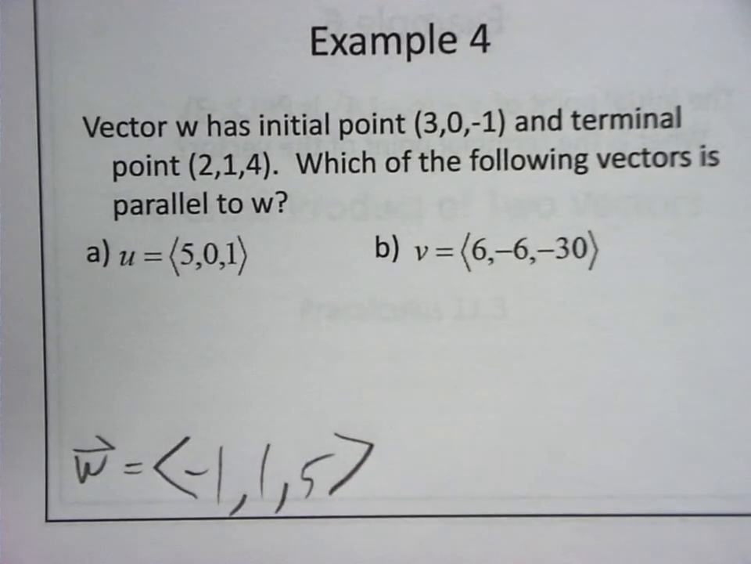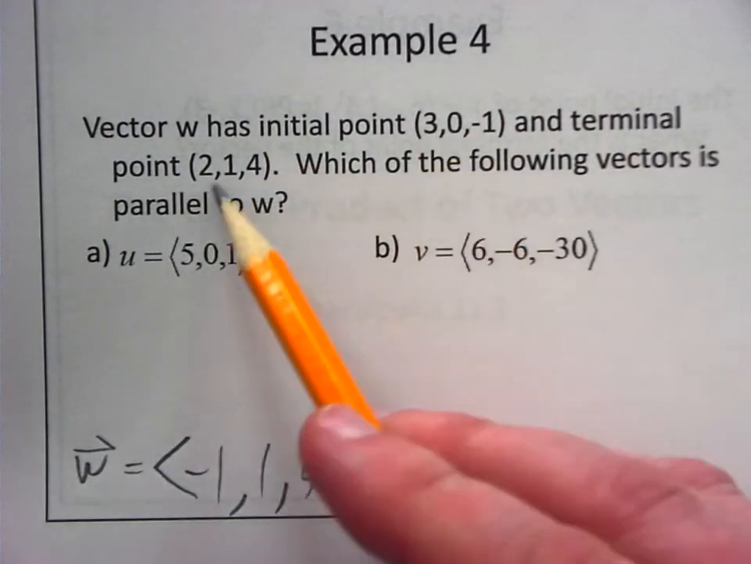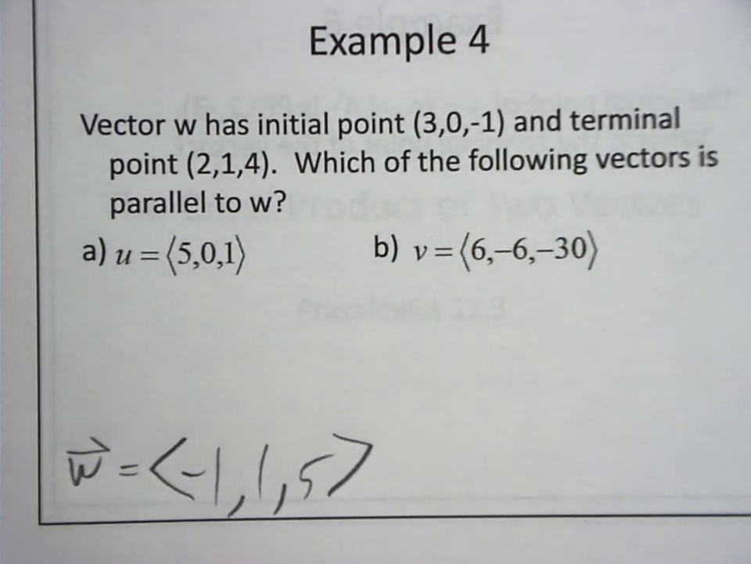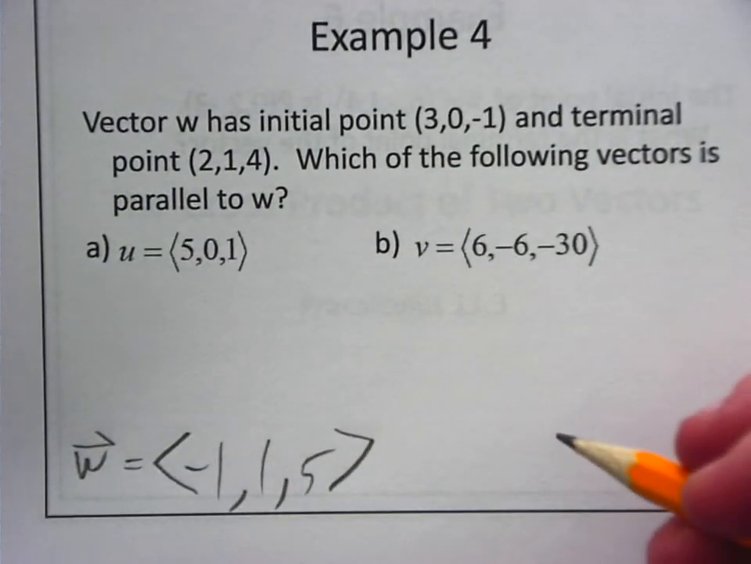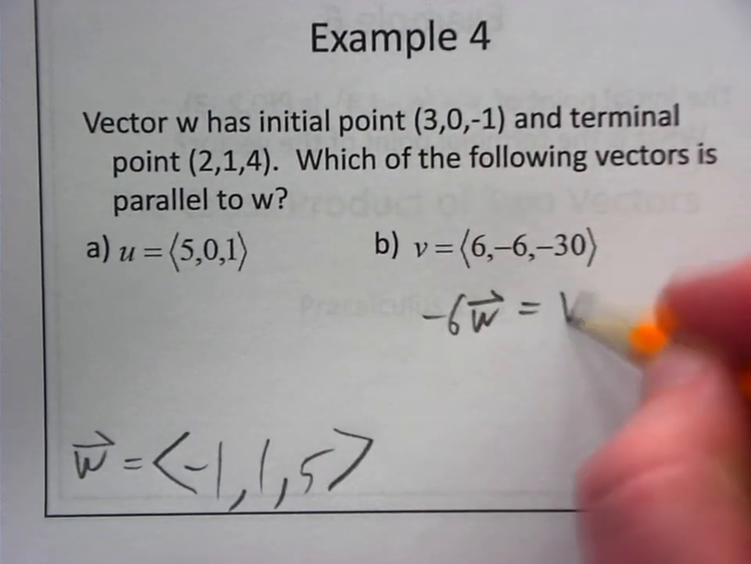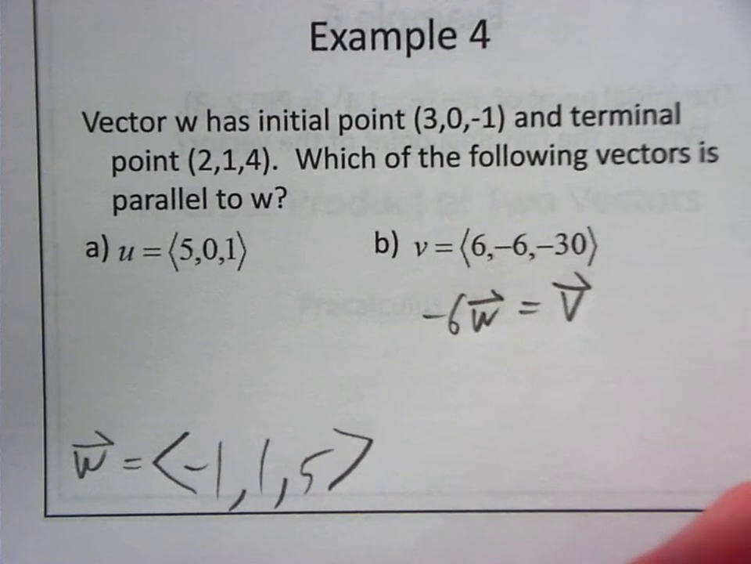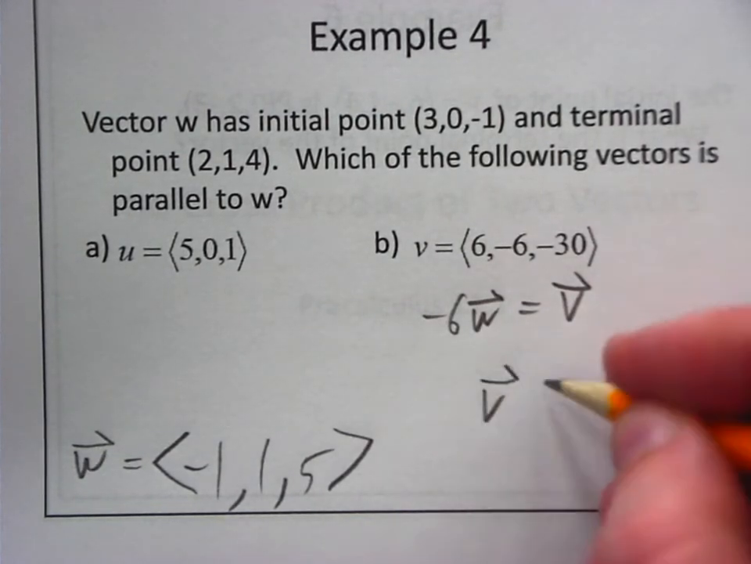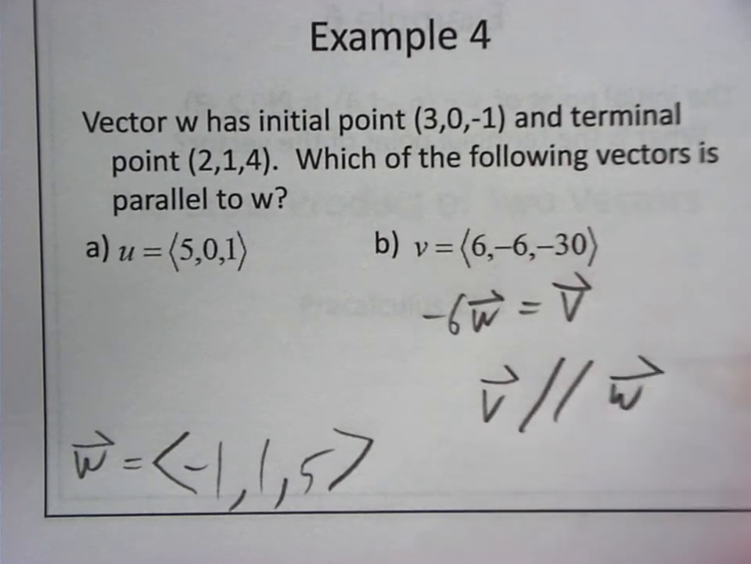Negative 1, 1, 5. 2 minus 3, 1 minus 0, and 4 minus negative 1. So, which one is that the same as? Or parallel to, I should say. How do you know it's parallel to B? Because if you take negative 6 times vector W, that equals vector V, right? So because of that, V is parallel to W.